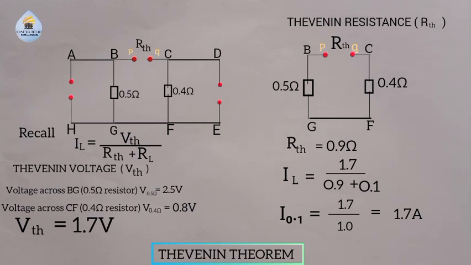So you can see it is easier as we climb up the ladder. When you have a current source, the circuit tends to be easier than when you have a voltage source.